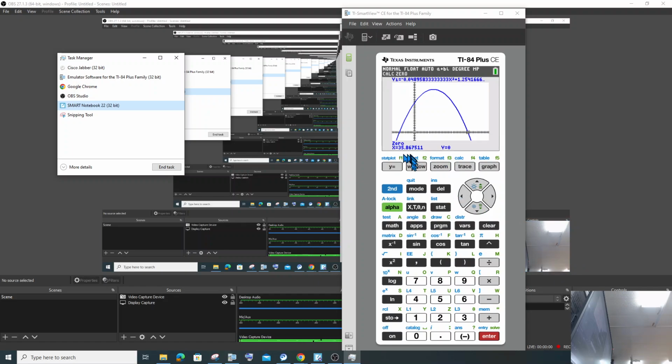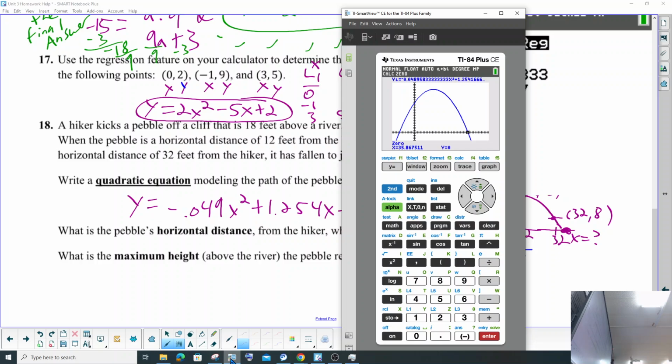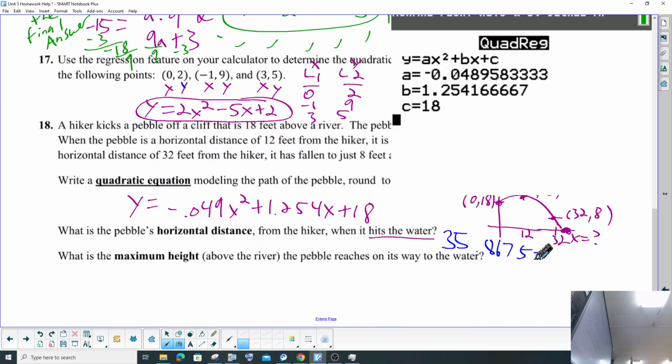Okay, so we get 35.8675 is our x-intercept. So that 5 is going to round it up to an 868. So 35.868. Okay, so what's the maximum height?